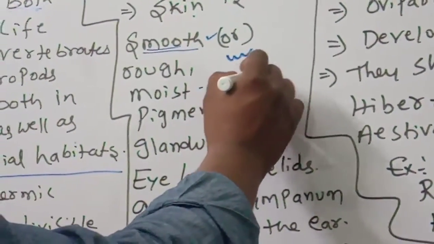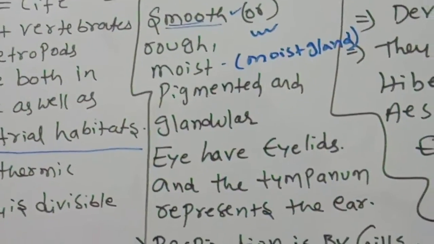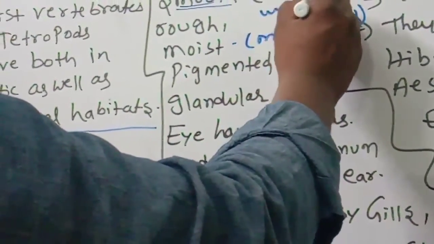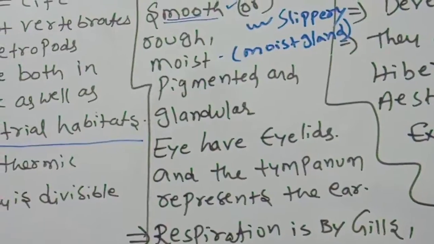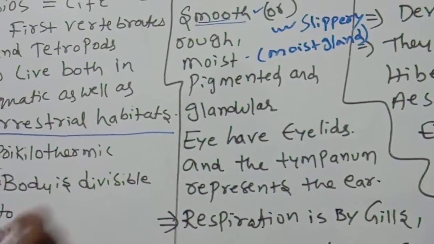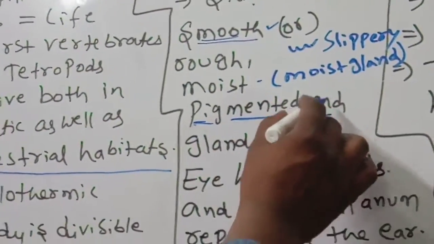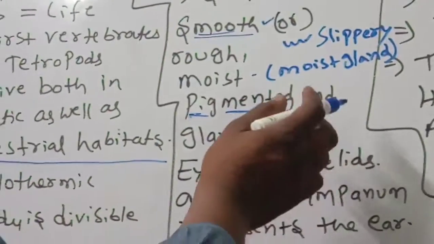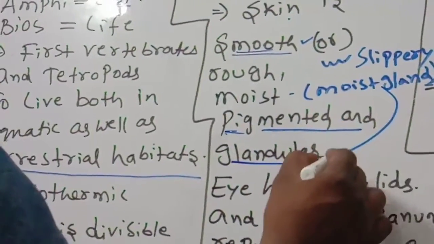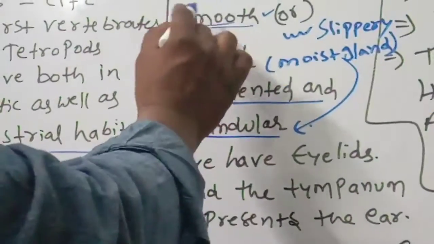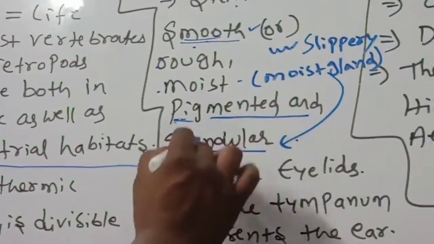Why? Because moist means the skin contains moist glands. Frog skin is moist because moist glands are present. That's why you have to observe that the frog skin is slippery. They secrete mucus and they are slippery, and they are pigmented. Pigments are present on the skin, so colors like brown, yellow or green will show. And they are glandular, which means mucus glands are present. Okay children, the skin is smooth, rough, moist, pigmented and glandular.